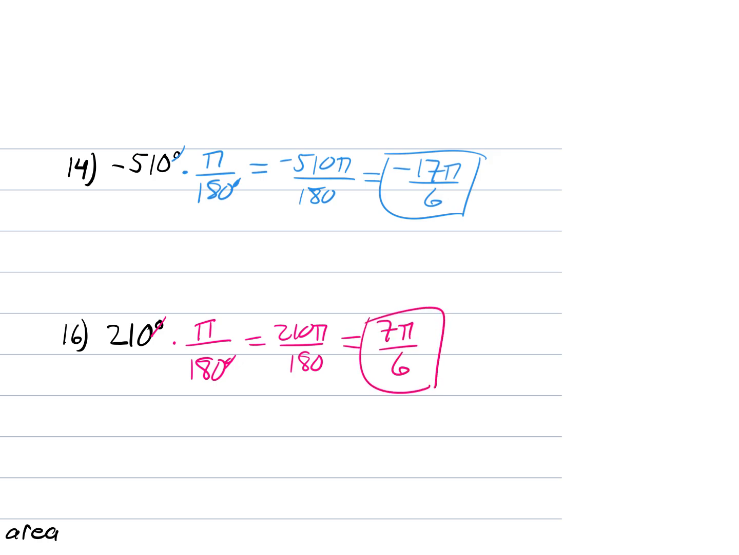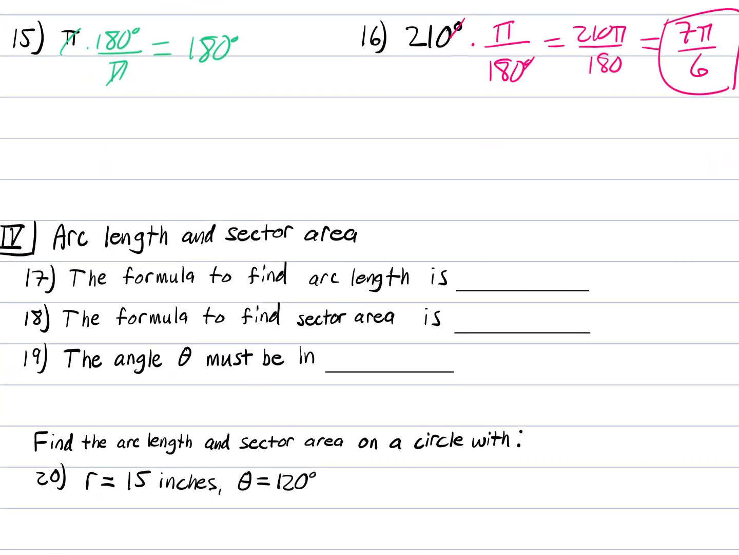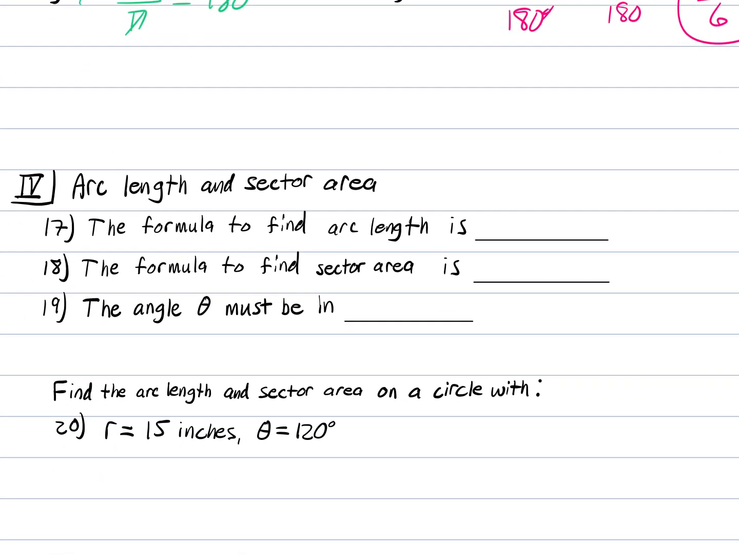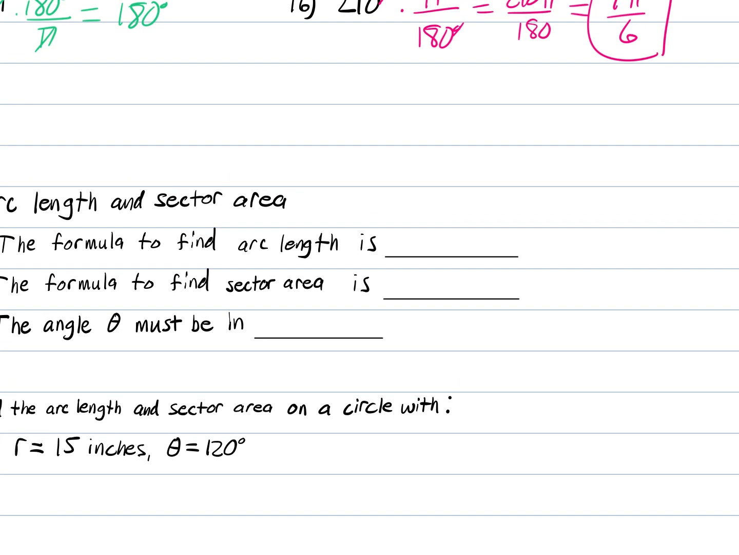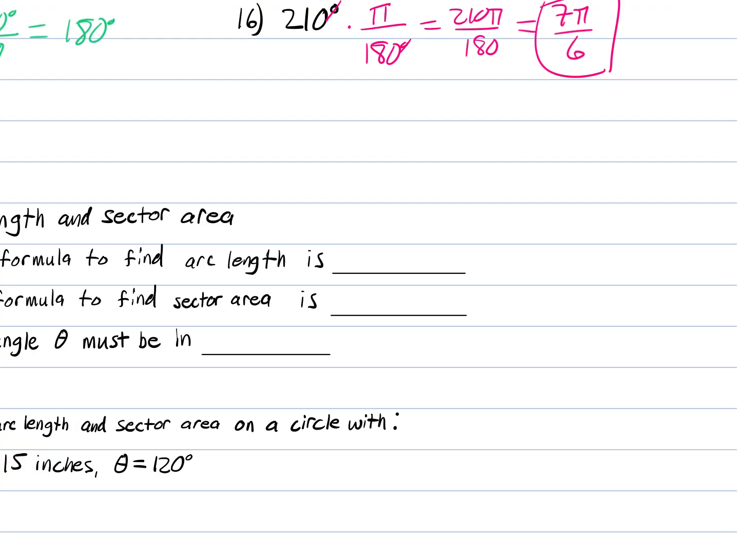All right. The next part of that first lesson that I taught you guys was arc length and sector area. We'll be giving you guys these formulas, the arc length and the sector area formula. But I included it in the review just so that you guys know which one's which. So to find the arc length, that's going to be S equals R theta, where S is going to be your arc length.